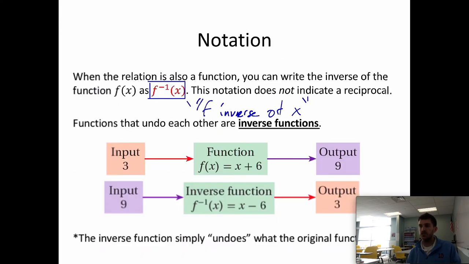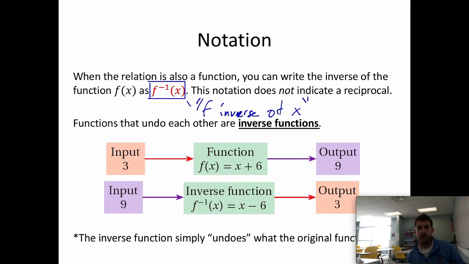Now remember, inverses undo the other function. So, for example, if you were to take an input 3 and plug it into the function x plus 6, you get an output of 9. The inverse function will undo that. We take that output and plug it into the other function, and it gets back to where we started.